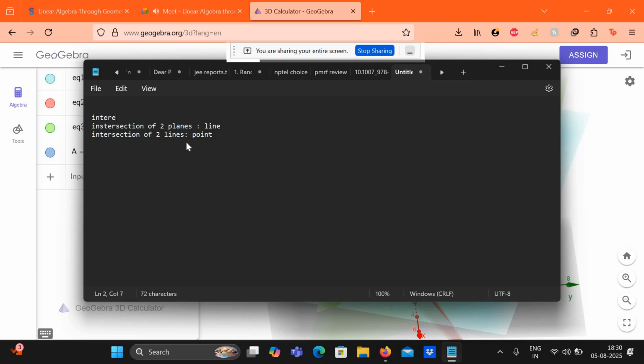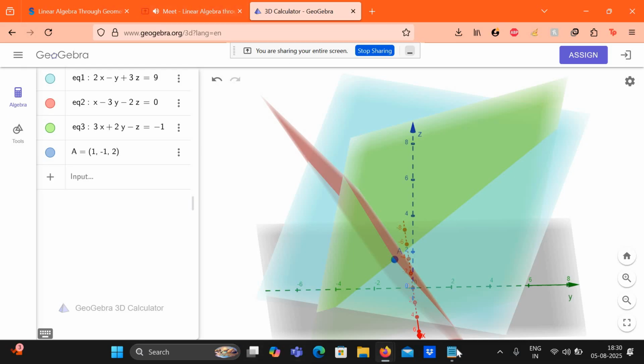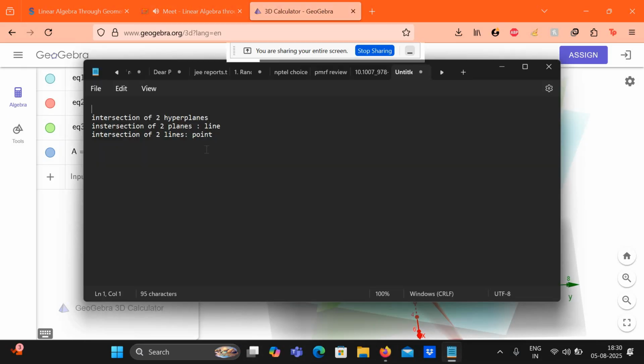But what do you think then the intersection of two 4-dimensional hyperplanes will give you? By this pattern, it should give you a plane. A plane, yes. Right. It should give you a plane.